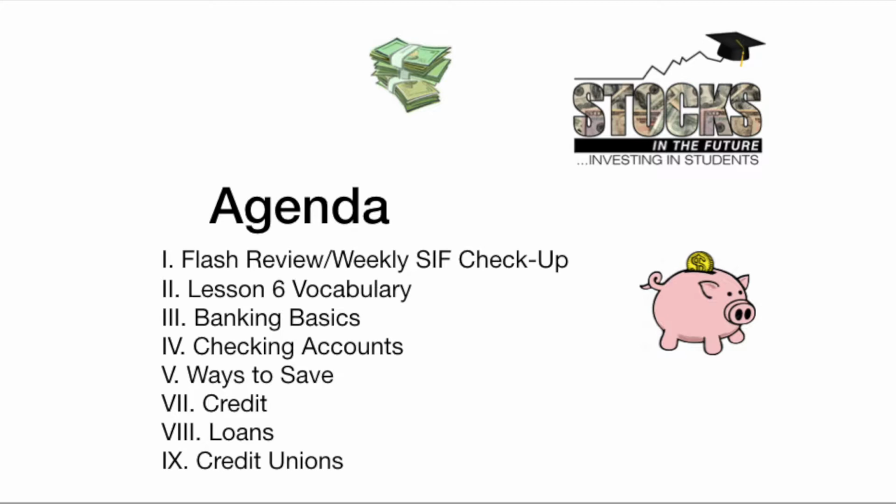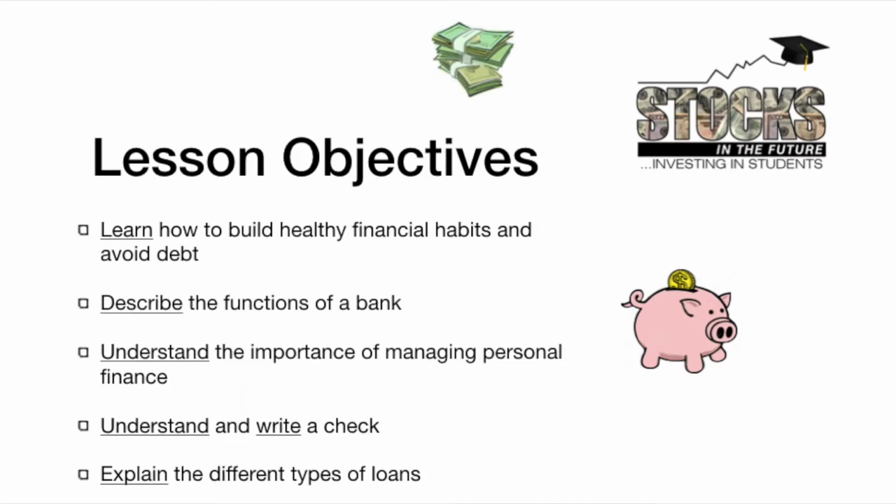This week, we'll begin by reviewing important terms for lesson 6, go over banking basics, checking accounts, ways to save, credit, loans, and credit unions. By the end of this week, you should be able to learn how to build healthy financial habits and how to avoid debt, describe the functions of a bank, understand the importance of managing personal finance, understand and write a check, and explain the different types of loans.